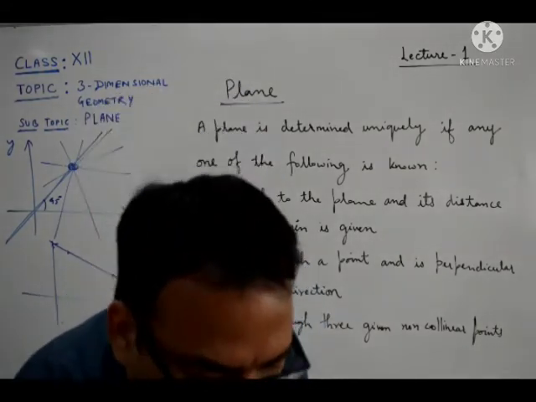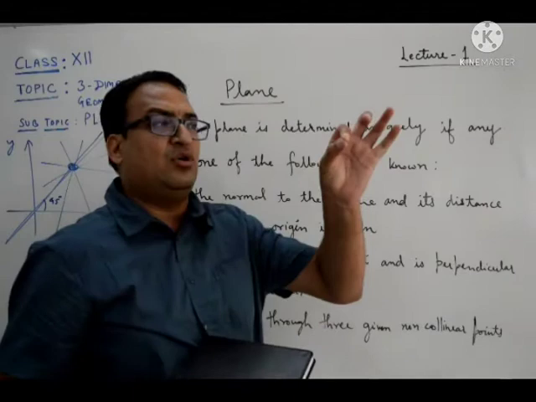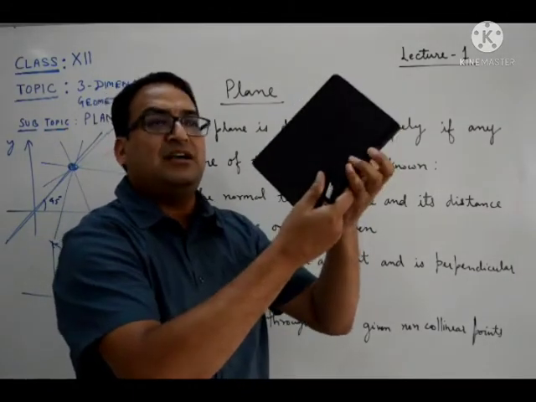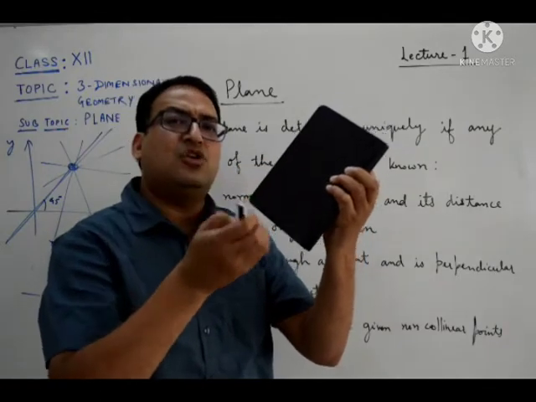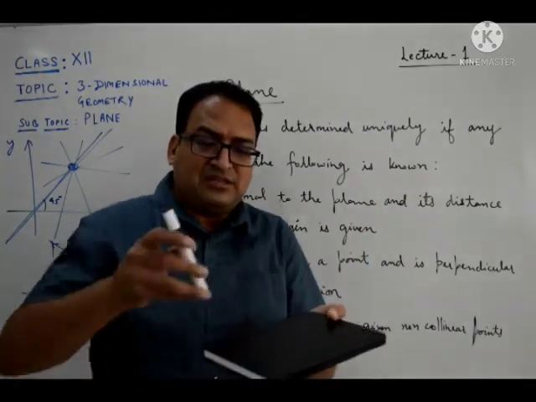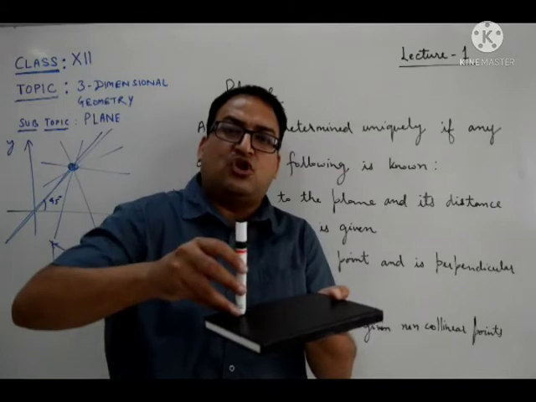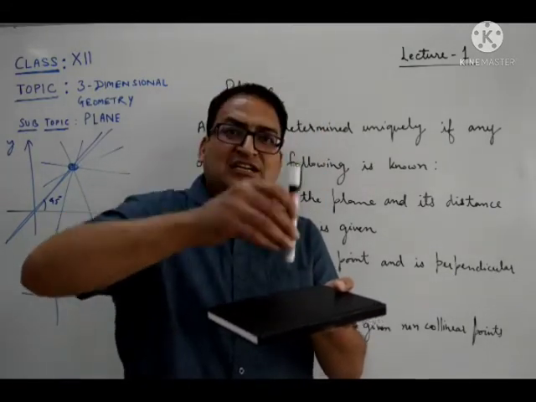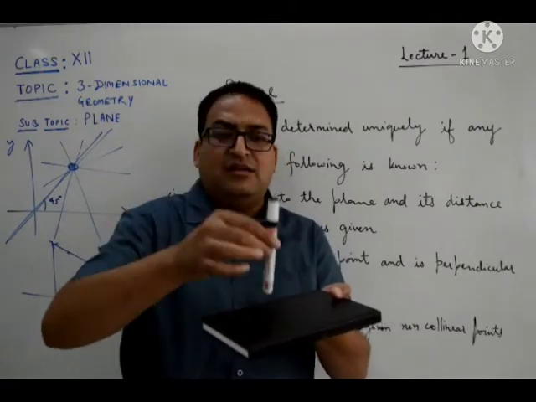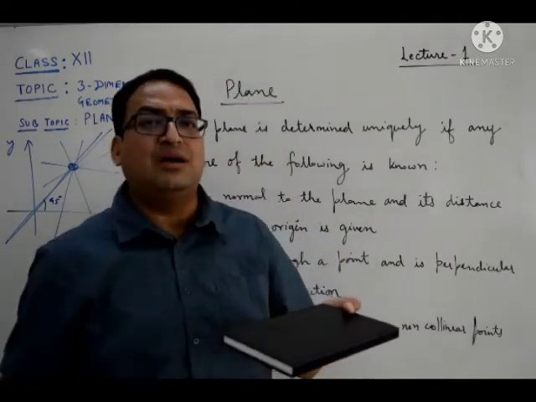Another is, just imagine a plane passing through this point, okay? There can be so many planes, but if I fix the direction of the normal to the plane. Now what is the normal to the plane? This is a surface, this is the direction which is normal to the plane. This is also a direction which is normal to the plane. So any direction which is perpendicular to the surface of the plane, we will call it a normal to a plane.